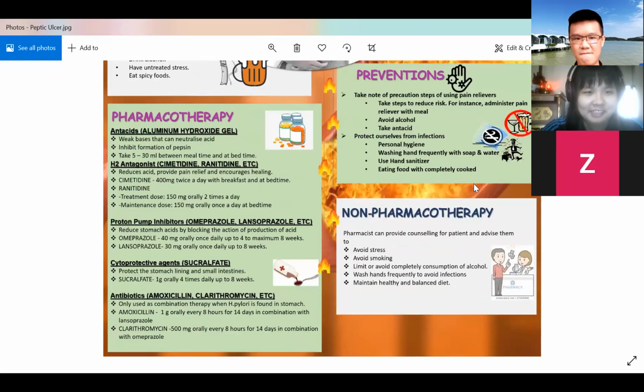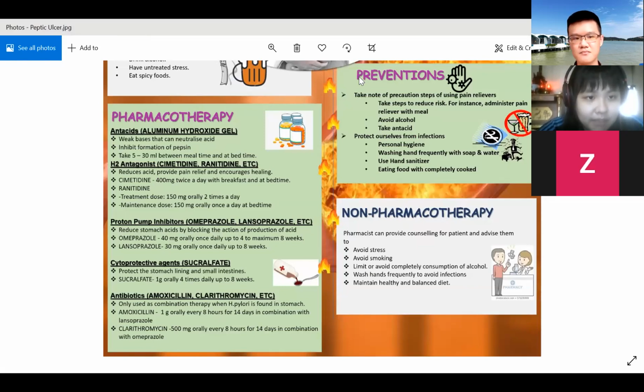Hi, I'll present about pharmacotherapy for peptic ulcer. There are 5 classes of drugs that can be used to treat peptic ulcer. The first one is antacids, aluminium hydroxide. Hydroxide gel is one of the examples under this class.